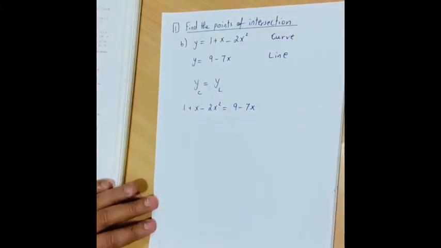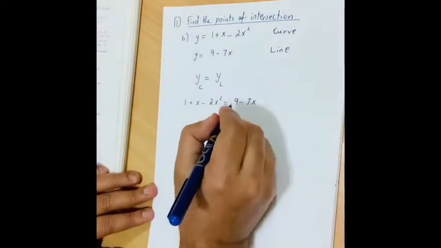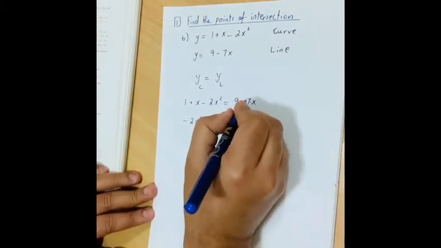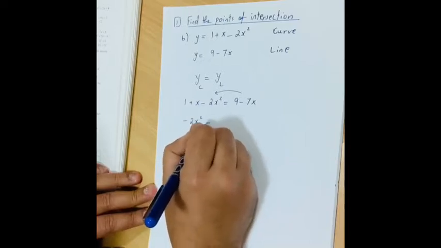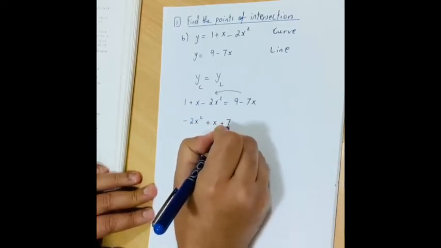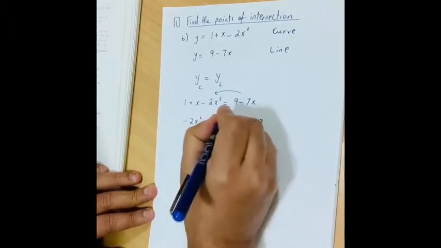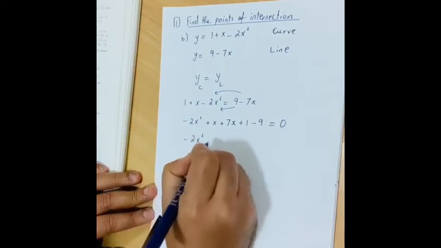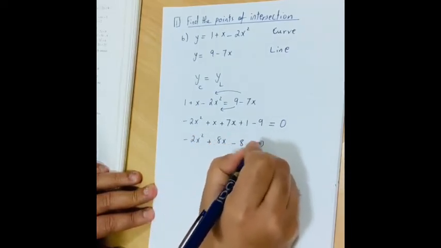Then you start combining like terms and make the equation equal to 0, as we did normally. So you move everything to the other side and rearrange the equation. Negative 2x squared. If you move negative 7x to the other side with the positive sign, and remember you have the x there, so positive x plus 7x, and then you have 1 minus 9, you move the 9 to the left side, equal to 0. Negative 2x squared plus 8x, and 1 minus 9 is negative 8, equal to 0.